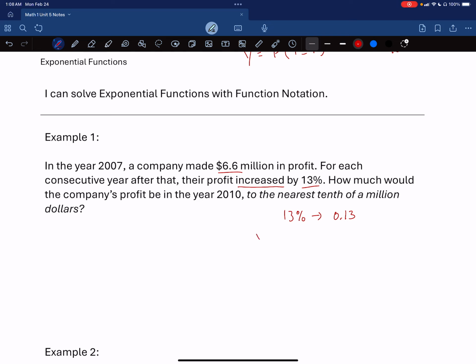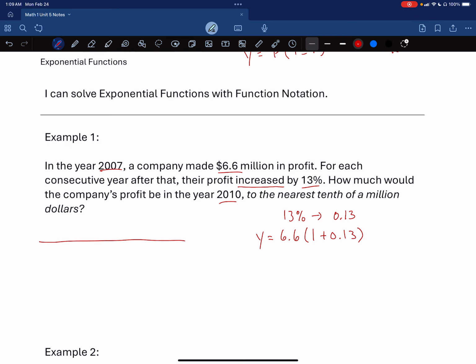So if I want to use my formula, we can go ahead and do 6.6 times 1 plus 0.13. We're going to make a table over here that's going to help us out. So I'm going to start showing you a different way to think about these types of problems, right? Because we're starting in the year 2007, but we're going to finish in the year 2010. So we're going to have to do this multiple times. So I'm going to make a table to help us see each step, right?